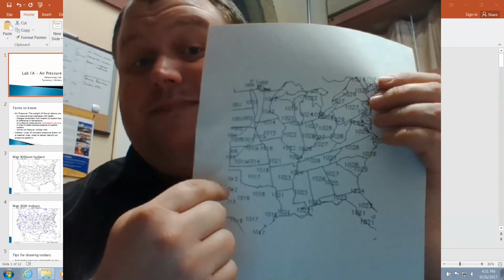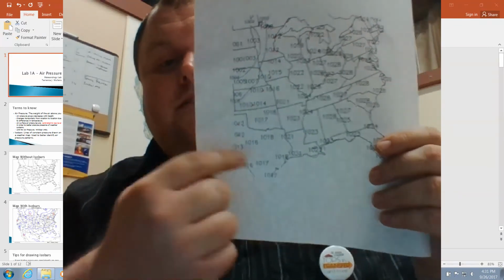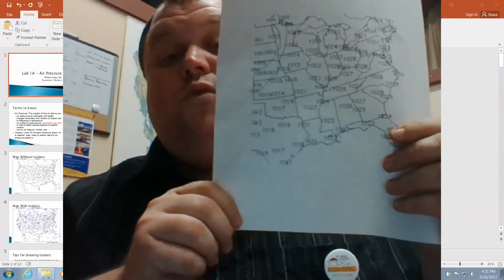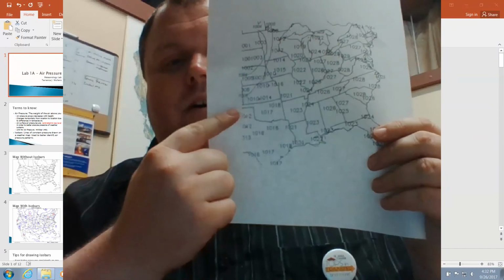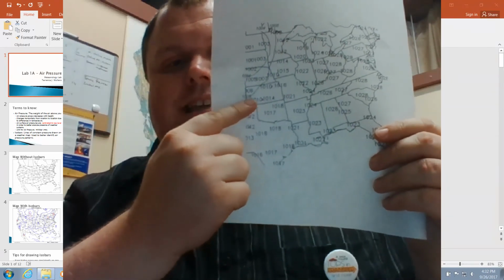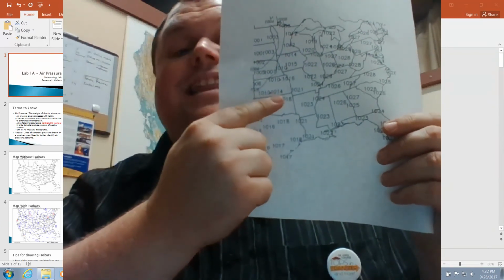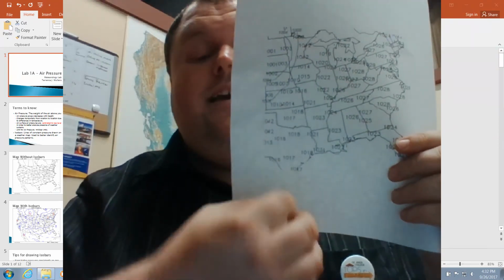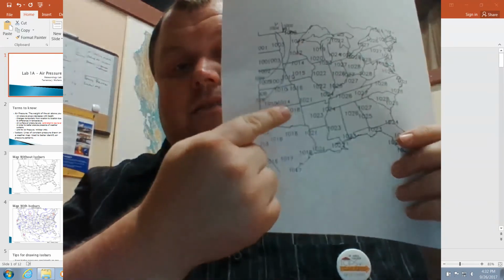And at that point, the pressure is 1012. However, there's also a lot of spaces up over here where the pressure is not 1012. Instead, you may have on one end 1010 and on the next end 1014. In this case, you have to estimate where you think the pressure is 1012.